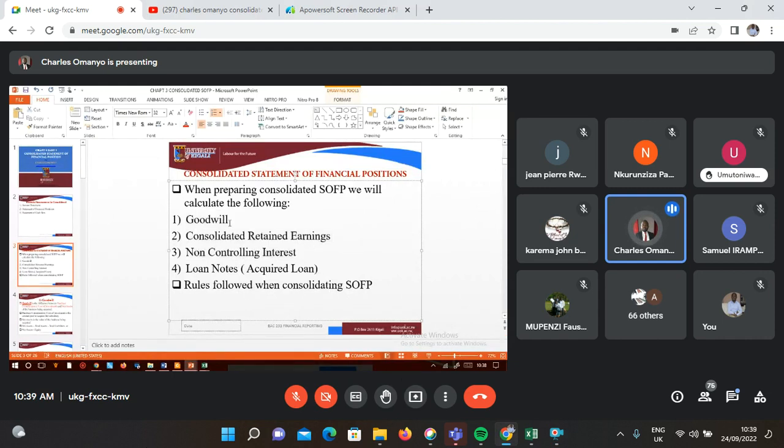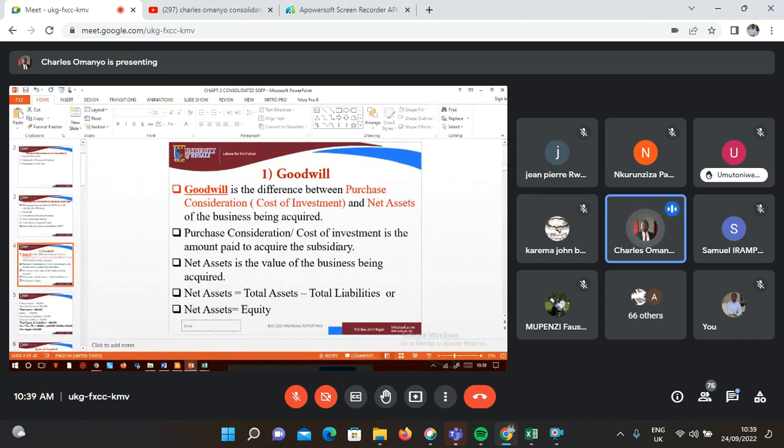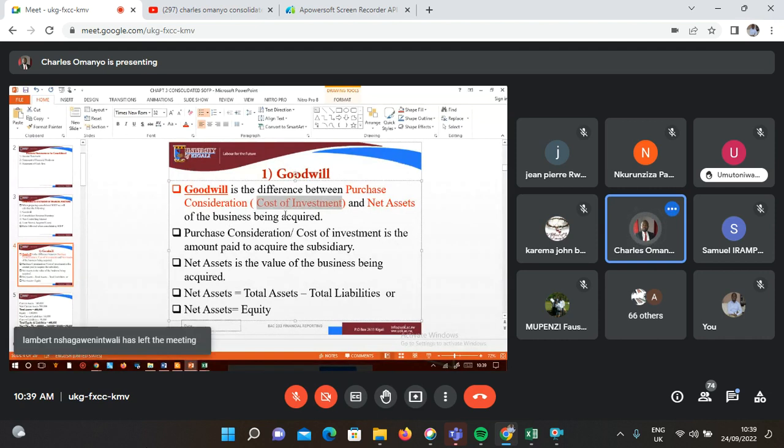Now, we had already explained what goodwill was in our last physical class. We said goodwill is the difference between purchase consideration, which is also known as cost of investment, and the net assets of the business being acquired. So you compare what you are paying for that company and the value of the net assets. The difference between what you are paying and the value of the net assets is known as what?